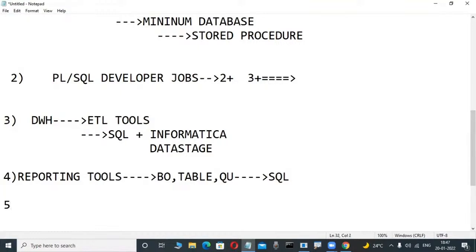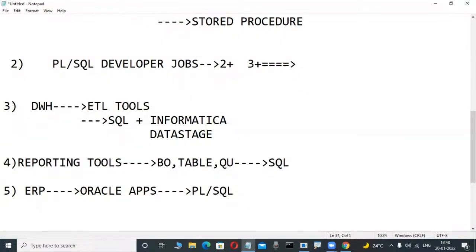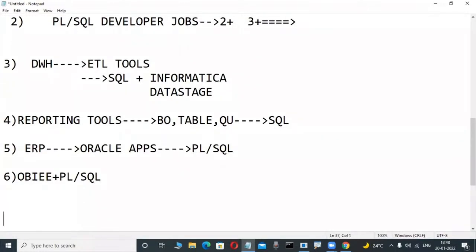Again, some programmers are interested in the ERP side. Oracle Apps is an ERP, same as SAP. Oracle Applications 11 is there. These persons need very good knowledge of PLSQL, so they also learn these courses. Again, OBI programmers are there. OBI is a product, and there are PLSQL jobs with it. Those persons are also learning these courses.